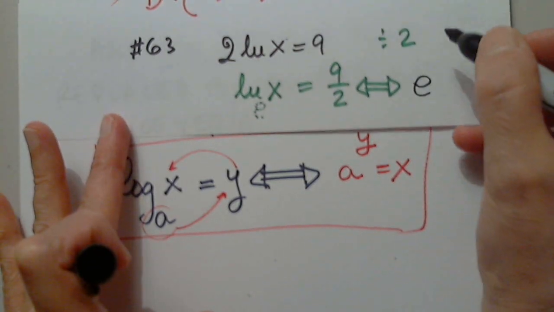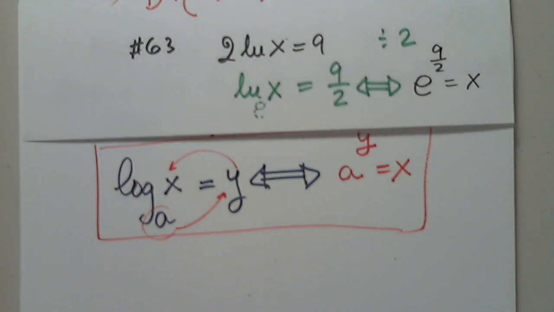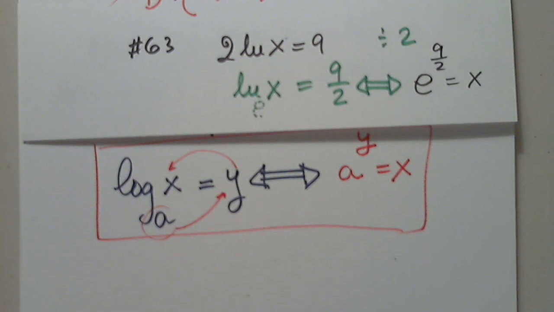E to the 9/2 is x. Excellent. That's it. And that's how I find it, and I have to put it in the graphing calculator. Brilliant. Thank you so much. So here it is.